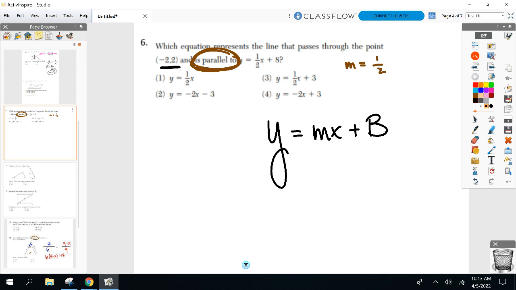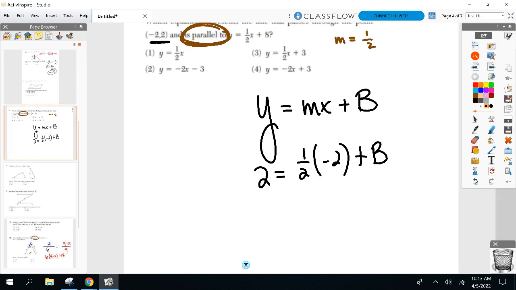What's my y I'm going to plug in? 2. What's my slope? 1/2 x, -2. Solve for b. 2 equals, I think that's -1, plus b. 3 equals b. And there it is.